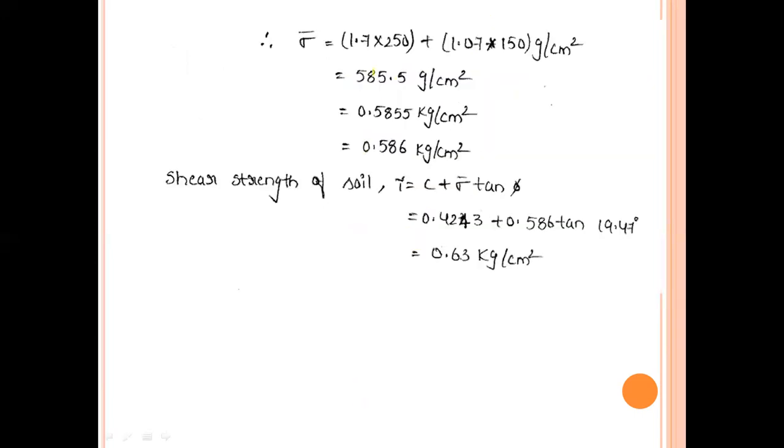Then finally sigma bar equals 1.7 into 250 plus 1.07 into 150 gram per centimeter square. Then the final value is 585.5 gram per centimeter square. Converting to kg, divided by 1000, it equals 0.5855 kg per centimeter square. So finally 0.586 kg per centimeter square. Next we find out the shear strength of soil: tau equals c plus sigma bar tan phi. C value is 0.4243 plus 0.586 is the sigma bar value, and tan of phi with phi value 19.47 degrees. That equals 0.63 kg per centimeter square. It is the shear strength of the soil.